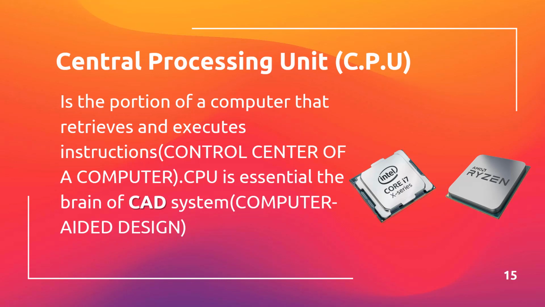What is the central processing unit? It's the portion of a computer that decodes and executes instructions, the control center of the computer, controlling everything. CPU is the essential brain of a CAD system. When I say CAD system, it means computer aided design. It is a system used to create or design something in a computer, the function of creating new things in a computer, called computer aided design.